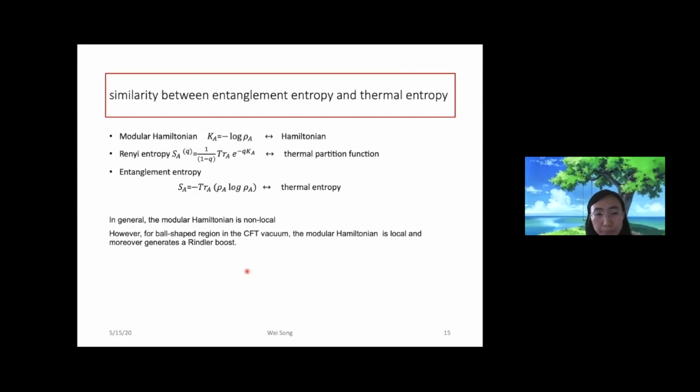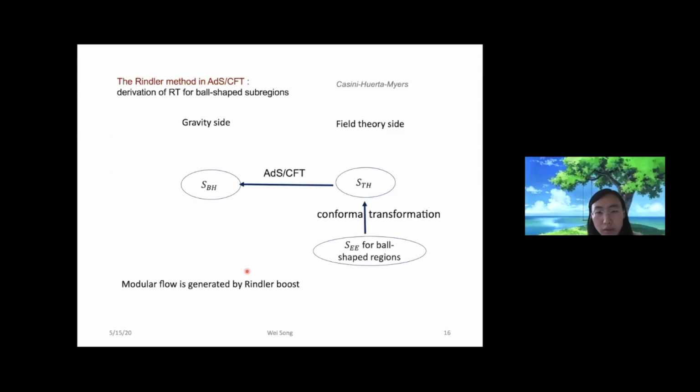And so let's review what happens in AdS/CFT. So we have entanglement entropy.